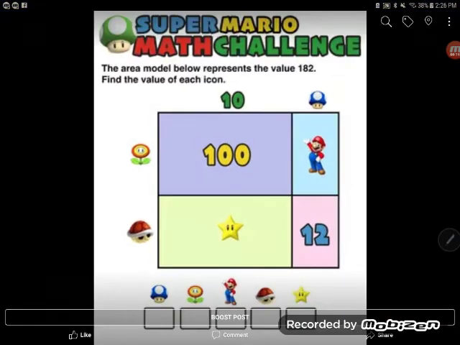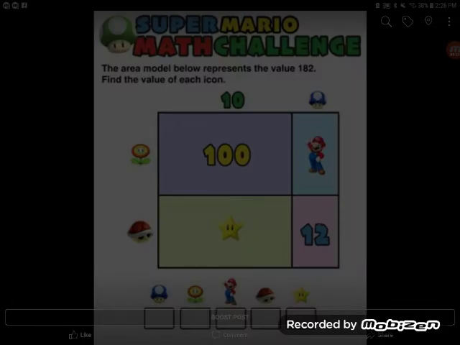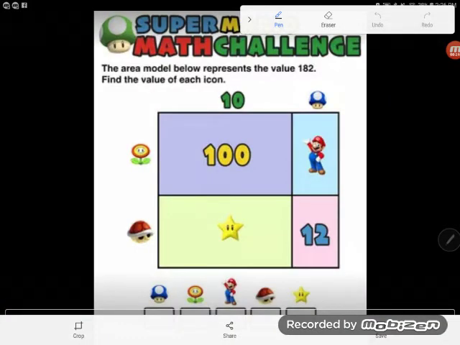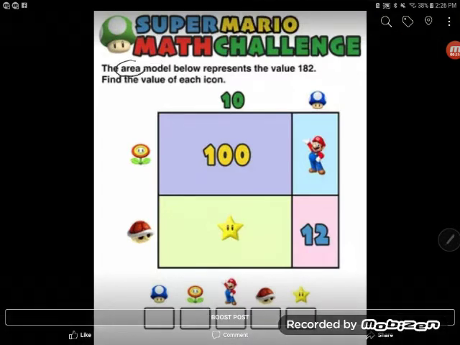Whoa, forgot to bust out my pen, which I do about half the time. So we see this language here. It says the area model below represents the value 182. Find the value of each icon. So I know something about the word area.